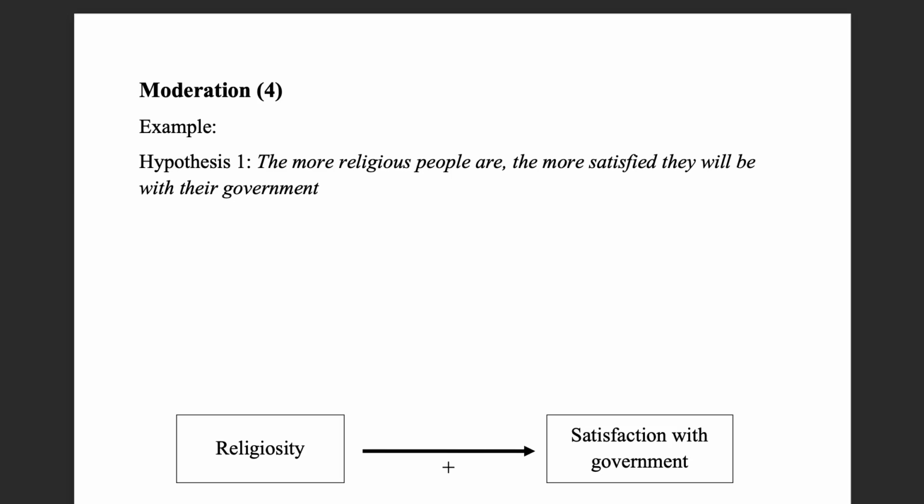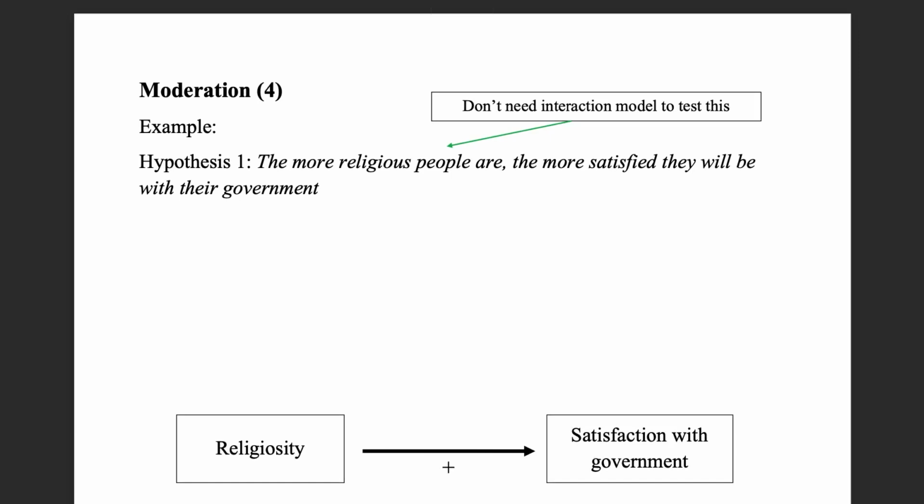So let's say I have a theory that implies a causal mechanism that connects religiosity to satisfaction with government. So based on that causal mechanism, I formulate the hypothesis that the more religious people are, the more satisfied they will be with their government. Okay, so far so good. We're just talking about a straight up direct effect of religiosity on satisfaction with government, which we expect to be positive based on our causal mechanism. We don't need an interaction model. We have enough on with our normal multiple linear regression models.